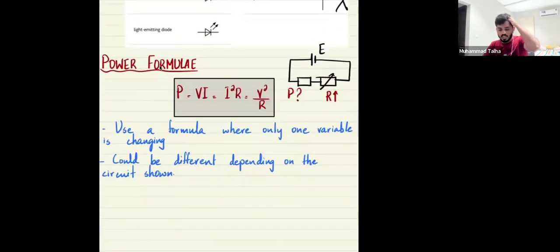So I was going through this idea that if I talk about the power formula, you should use a formula where only one thing is changing at a time. For example, if this is a circuit, and somebody says the resistance of the variable resistor is increased, explain the effect on the power of this fixed resistor. Now, in this case, would I use P equals VI? The answer here is no, because the voltage across here is also changing, the current across here is also changing, right?